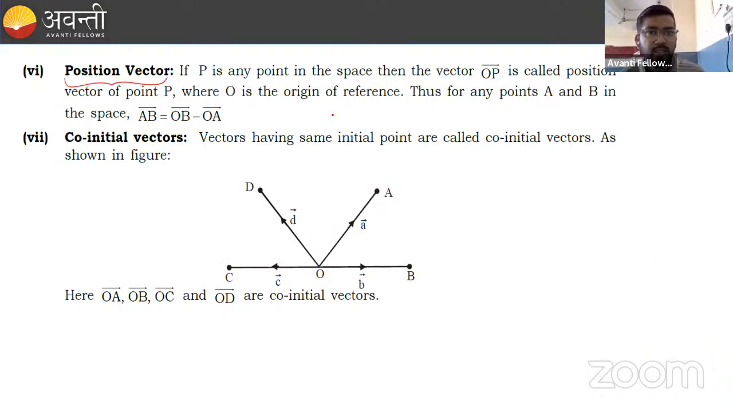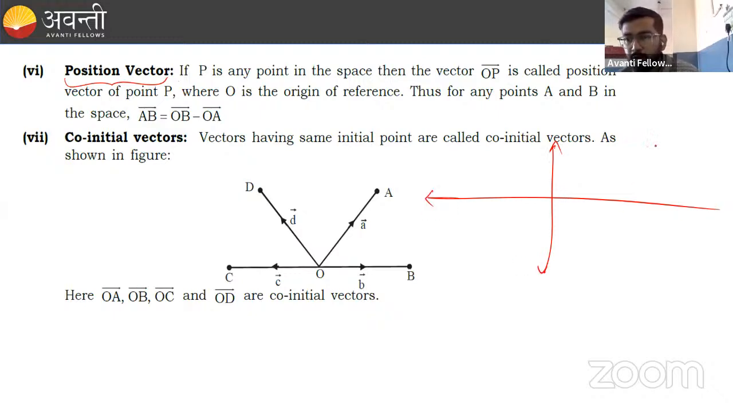Position vector. If P is any point in the space, then OP bar is called the position vector. Consider you are drawing a vector in 2D space. You have this 2D plane where you can denote points. So this point is P, right? The position vector is the vector drawn from the origin to the point P. So this is the position vector of point P.